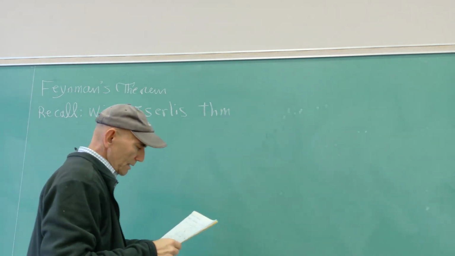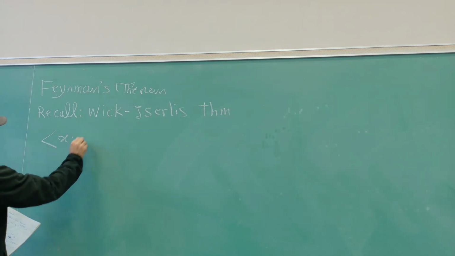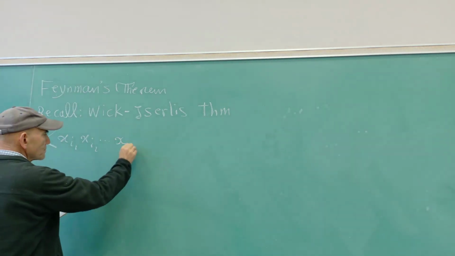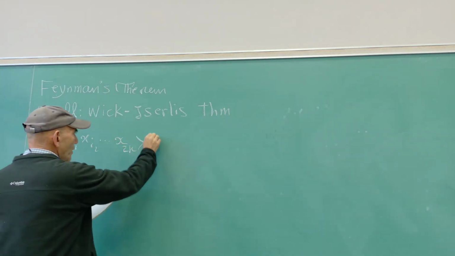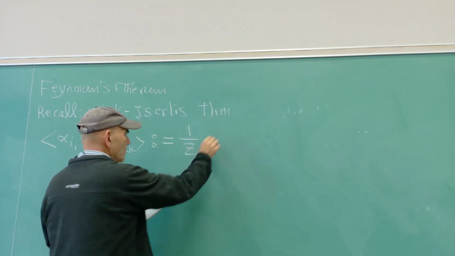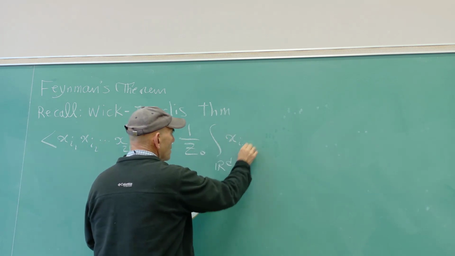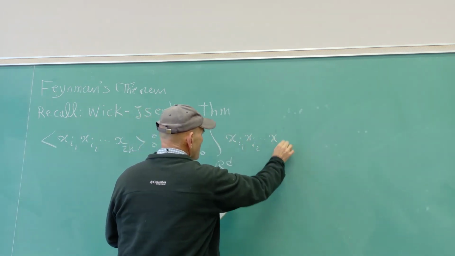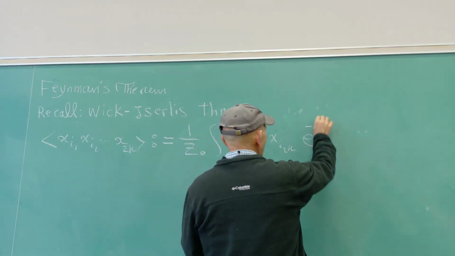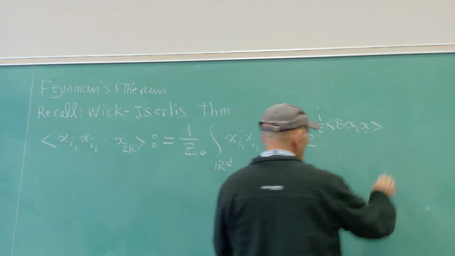So what was the setup? The setup was that we wanted to compute some simple correlations like this: xi1, xi2, ..., xi2k, which was by definition equal to 1 over Z0 times the integral over Rd of xi1, xi2, ..., xi2k, exponential of minus 1/2 B(x,x), dx.